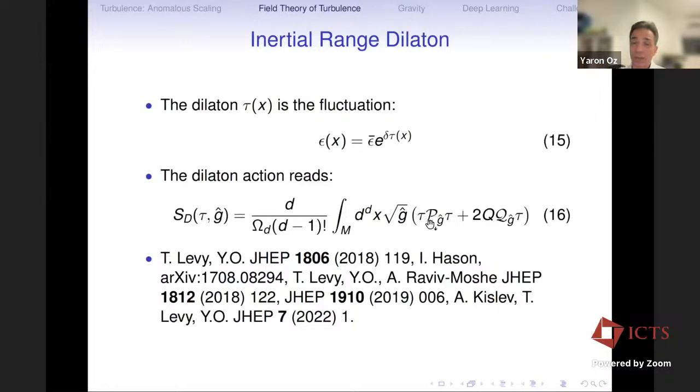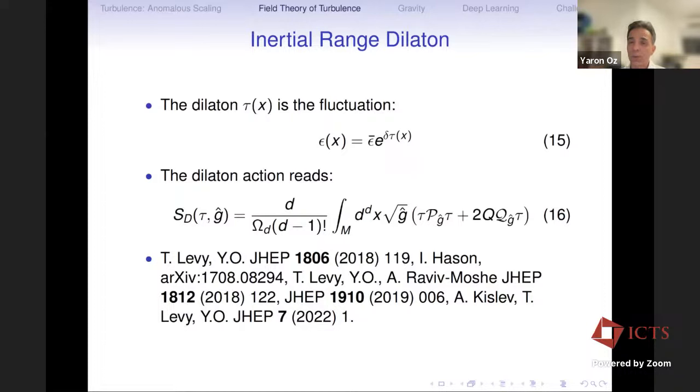So I will tell you in a second all these objects, but it has a quadratic term and also a term with the background charge. So the way I'm going to view turbulence in the inertial range is as some mean field theory, let's call it Kolmogorov theory, and then it's coupled to this Dilaton. And now I'm going to use this theory in order to calculate the exponents.